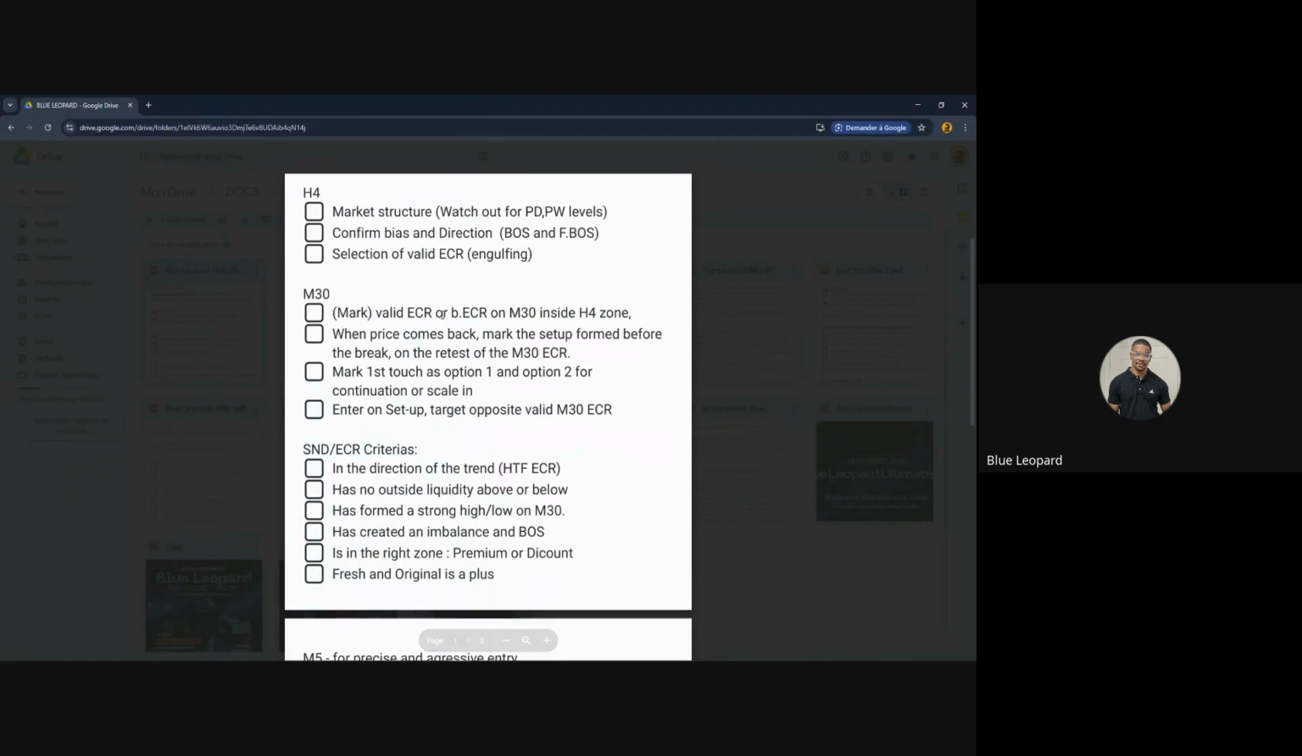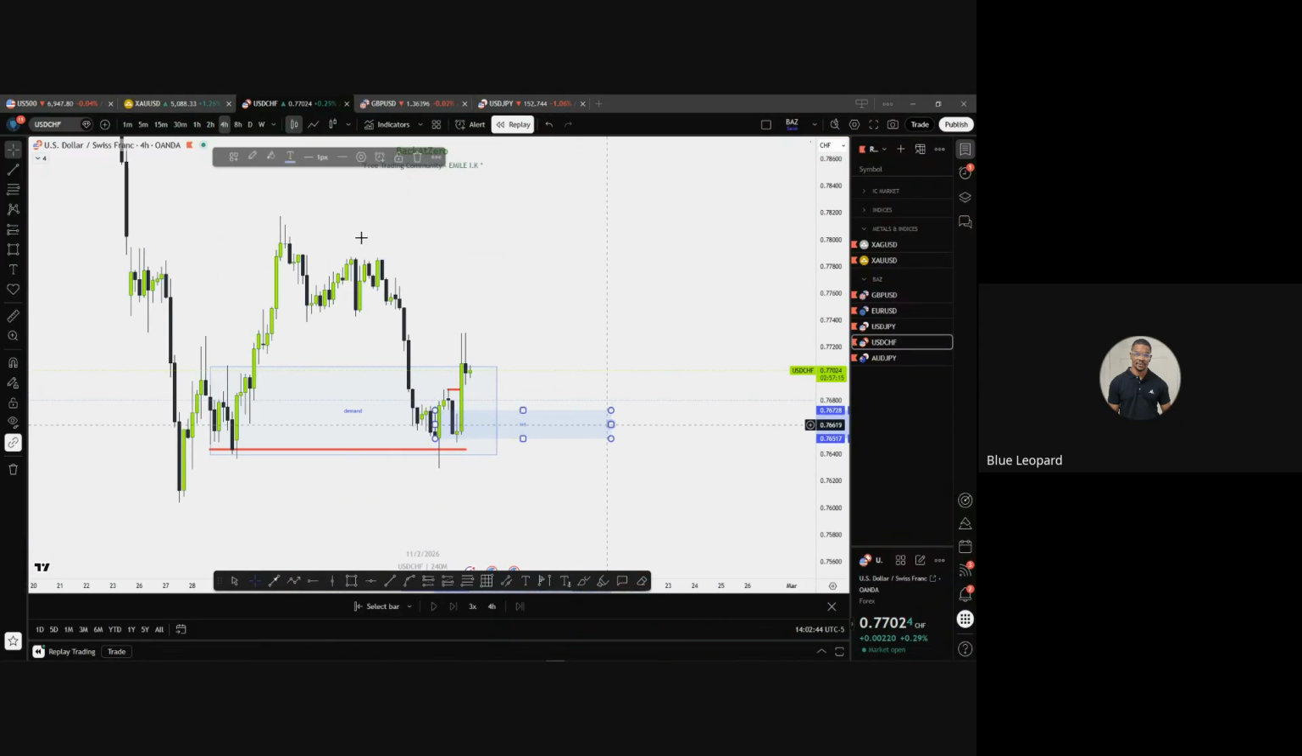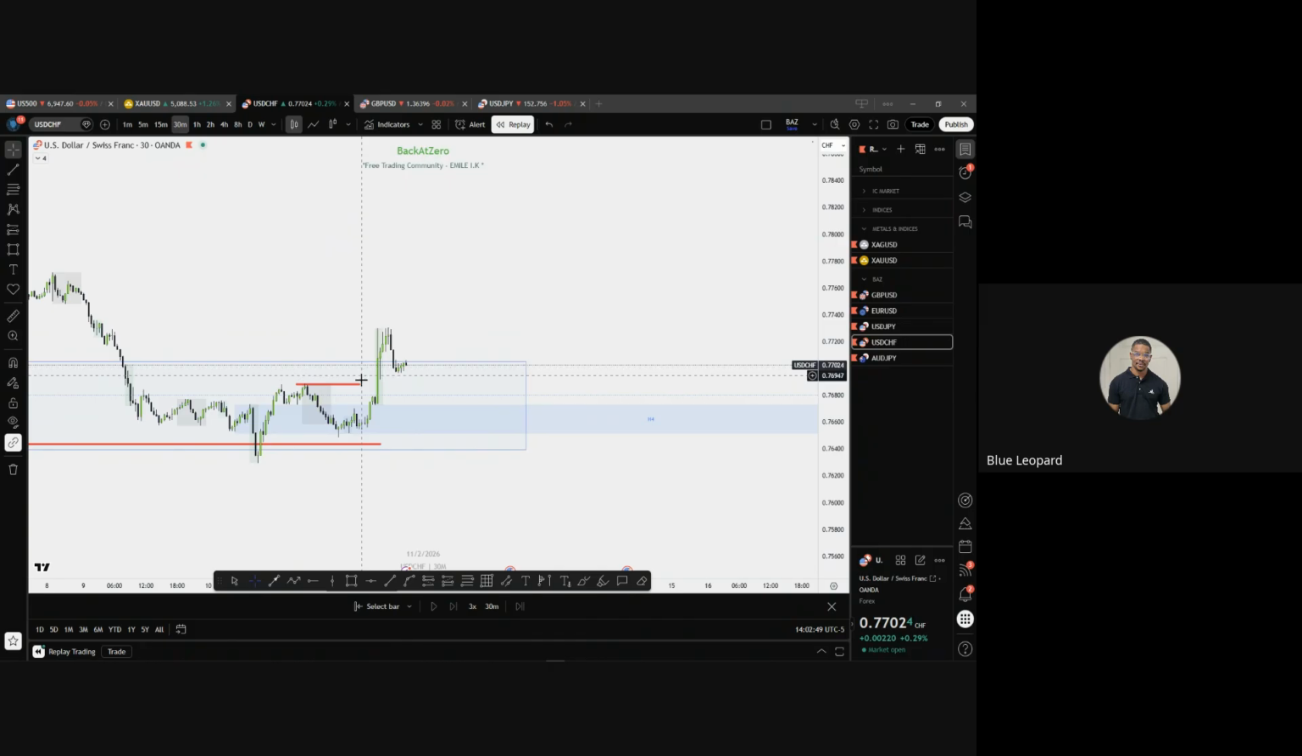On M30, you will mark the valid ECR or broken ECR inside the H4 zone. When price comes back, mark the setup formed before the break on the retest of the M30. Let me show you. What do I mean by that? When price starts going out like this, you drop now on M30. And whatever you're doing, you're observing price.